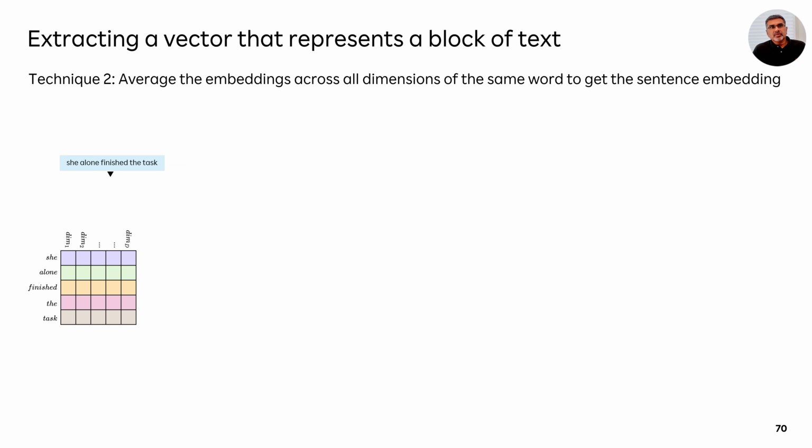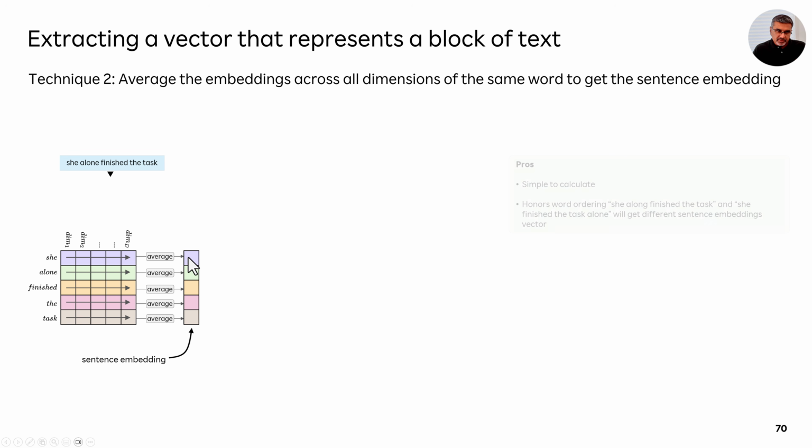What happens if you do it the other way? Instead of doing it column by column, let's say you do it row by row. I average across all the dimensions of "she," then take "alone" and average across all its dimensions, and so on. I can make this my sentence embedding. This is good because even if I change the word order, my embedding changes. The reason the embedding changes is that the embedding also has ordering like this. So "she alone finished the task" will have something like this, and for "she finished the task alone," the embedding for "alone" would appear as the last row. So it will be different.